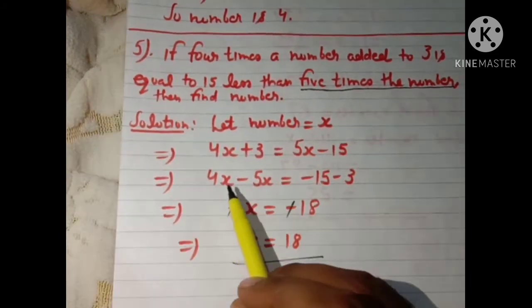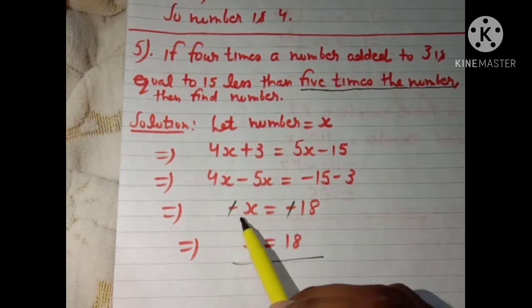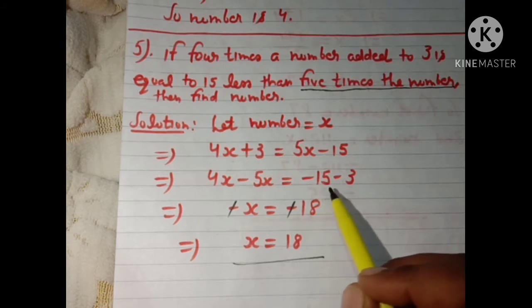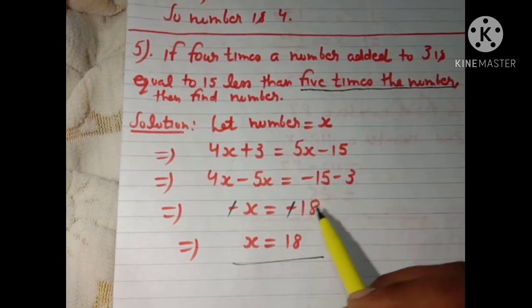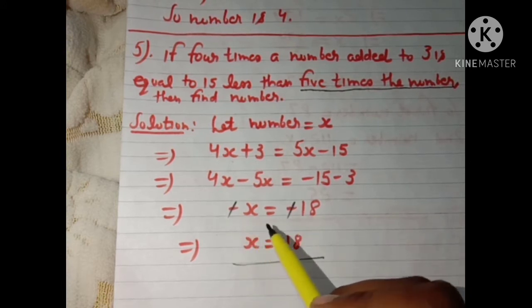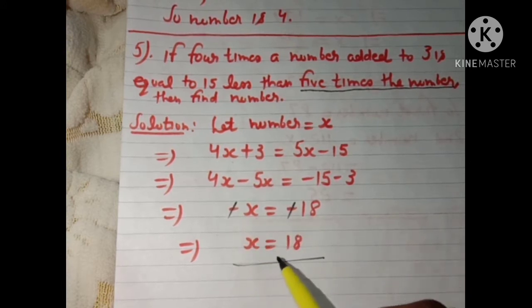And now you can see 4x minus 5x is minus x is equal to this minus 15 minus 3, now minus minus is plus, 15 plus 3 is minus 18, and after that this minus and this minus are cancelled, and then you can see x is equal to 18.